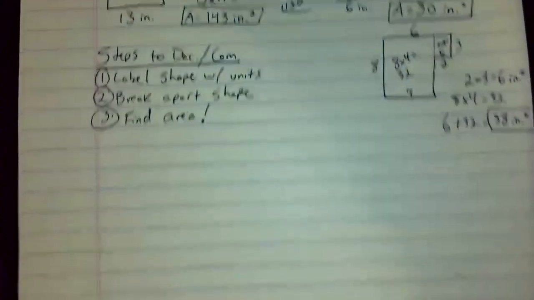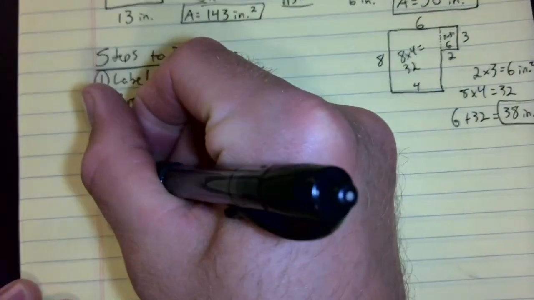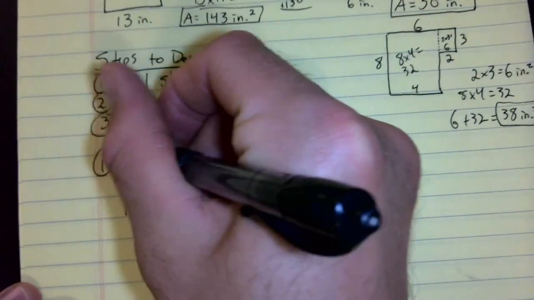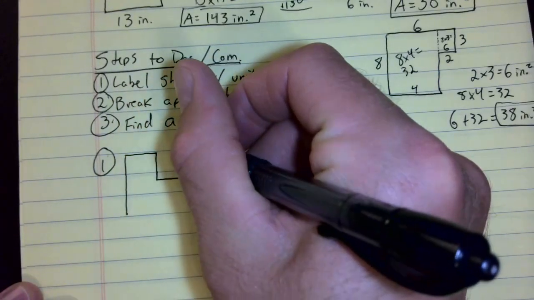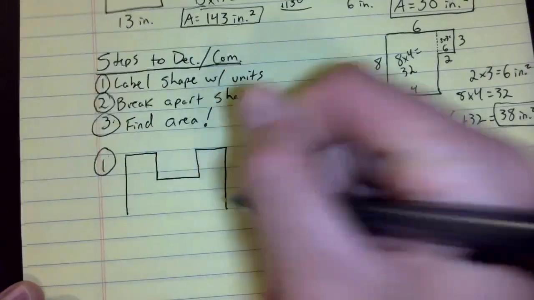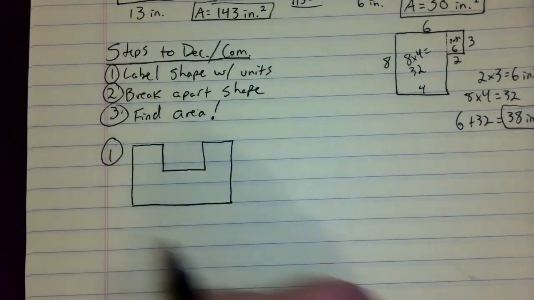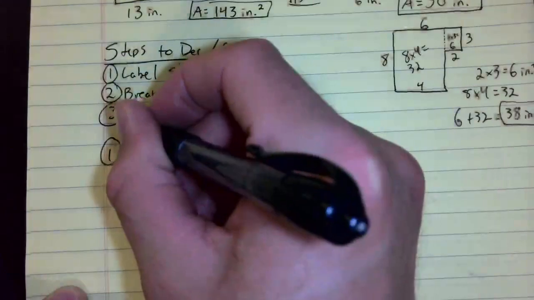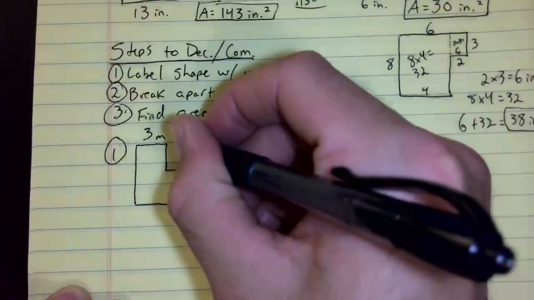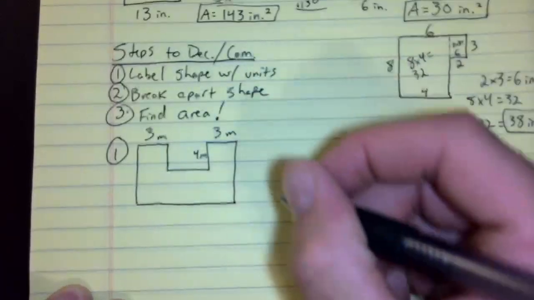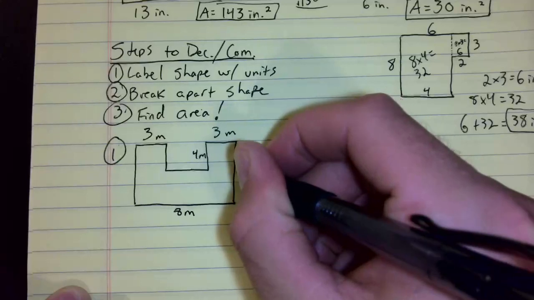That's it. So let's see what this looks like. Number 1, just go ahead and draw the shape. Let's go down about 3 lines, and we'll go about right there. Come back up, and back down. It kind of looks like a box U. We know this is 3 meters. This is 3 meters. This is 4 meters. This is 8 meters. And this one's 9 meters.